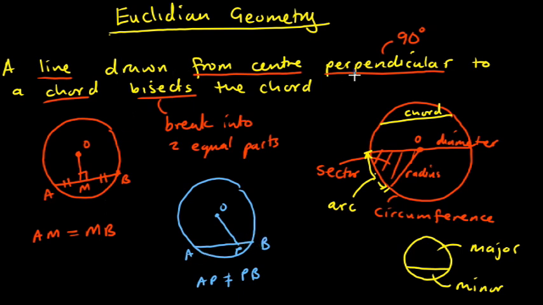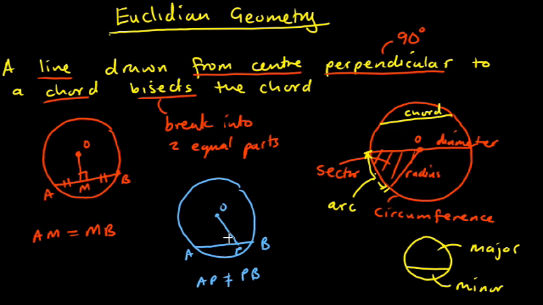The statement of the theorem is saying these parts will be equal only if we can see that the line from center is perpendicular to the chord. But if we just have a line from center and that line is not perpendicular to the chord, this theorem does not hold. So we need to understand this firmly, that a line from center perpendicular to the chord, if that line is 90 degrees with the chord, then the chord is being broken into two equal parts.